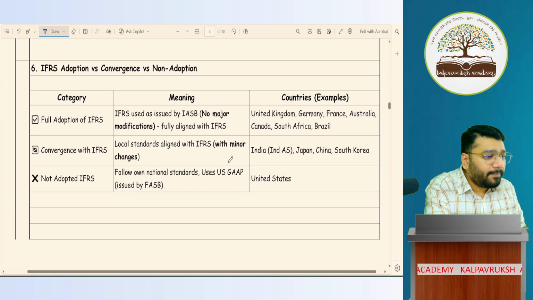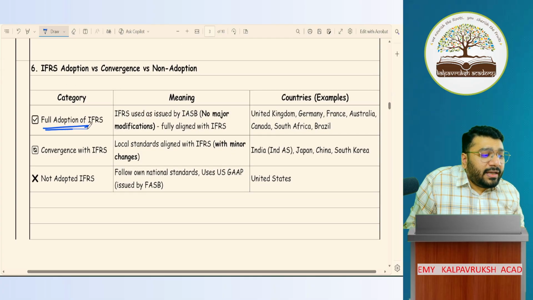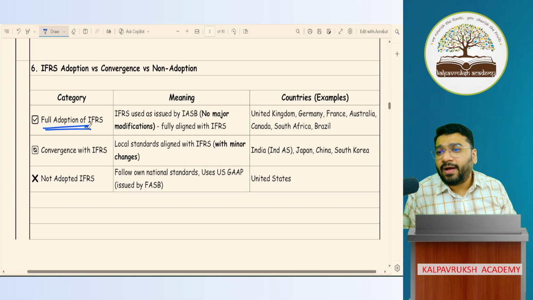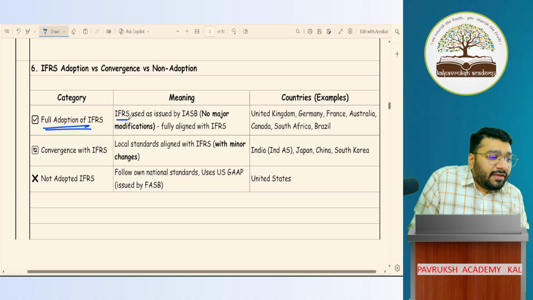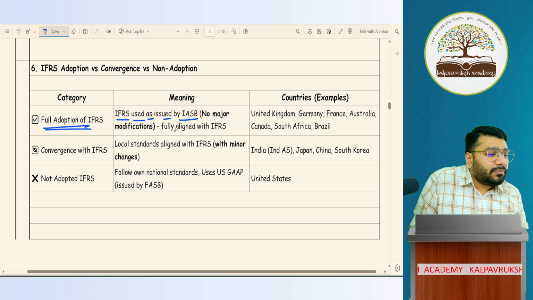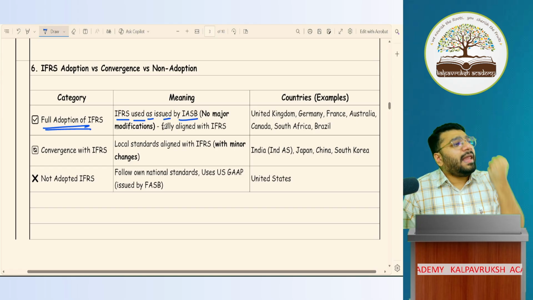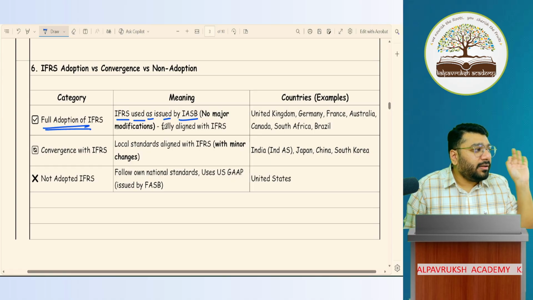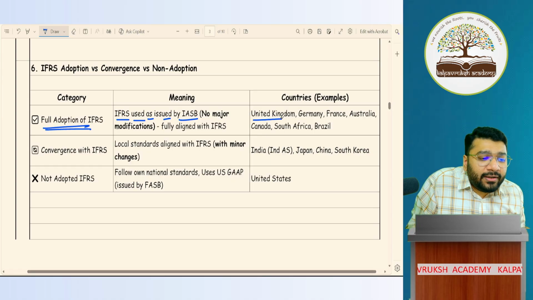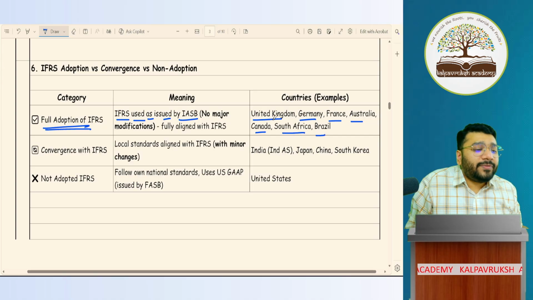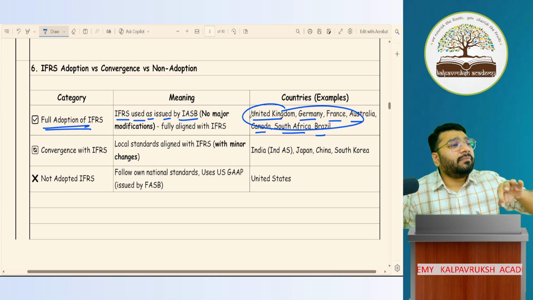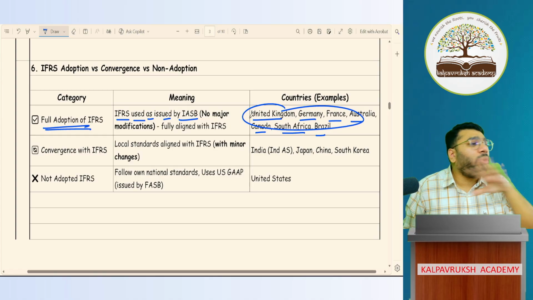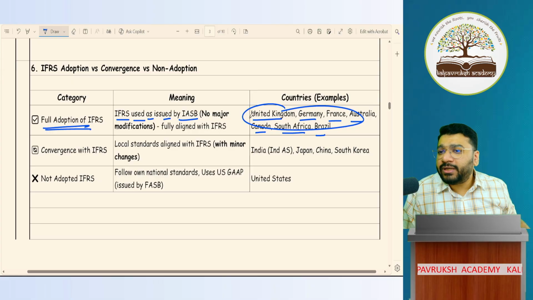Okay. Now, which are the countries that have gone for full adoption of IFRS? IFRS used as issued by IASB. That is, they have adopted full IFRS as it is, not even one letter changed. Full adoption as it is has been done by countries like the United Kingdom, Germany, France, Australia, Canada, South Africa, Brazil, etc. Which means these are countries that adopted IFRS as it is without any change. So they followed the adoption strategy.